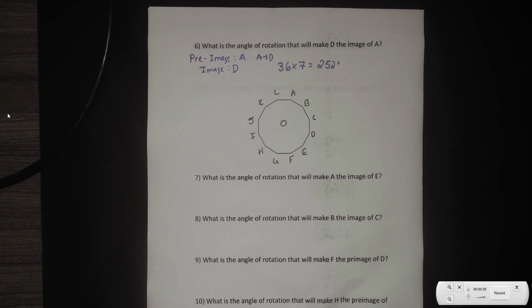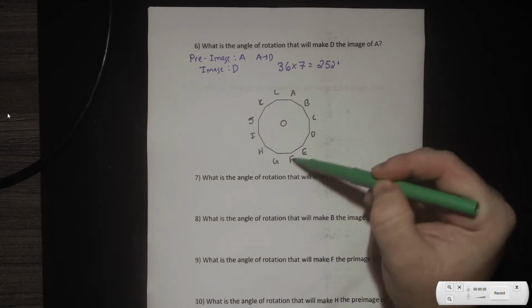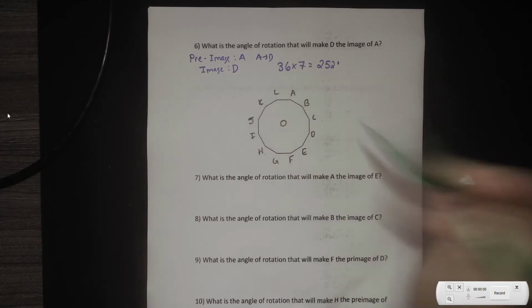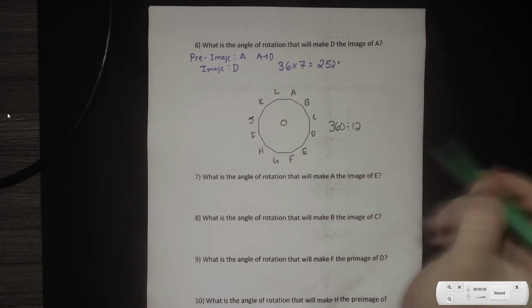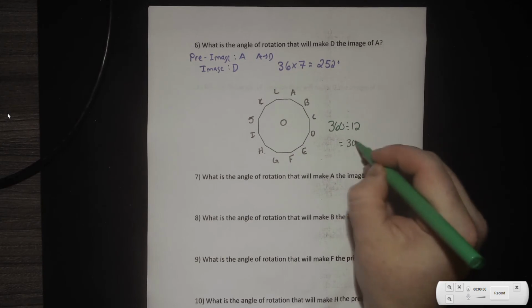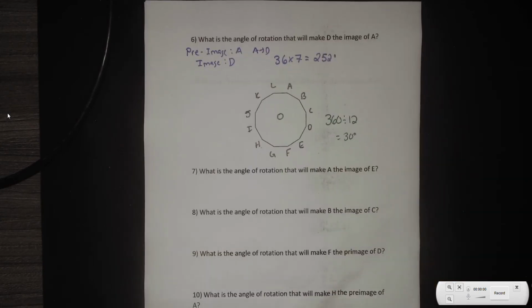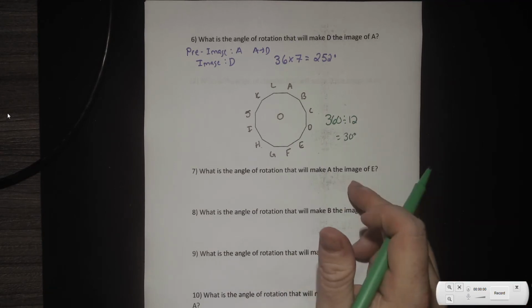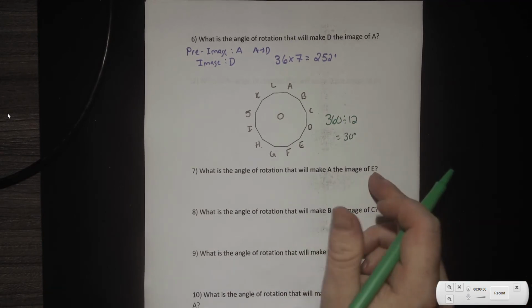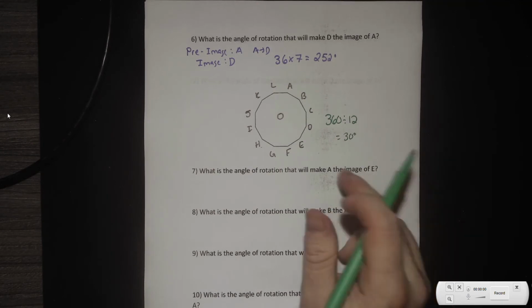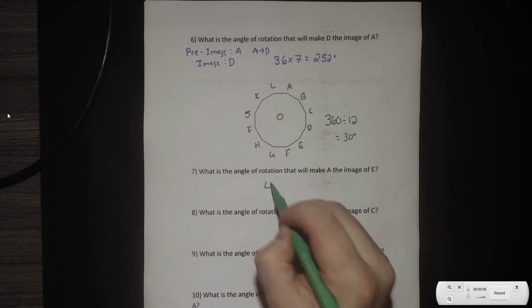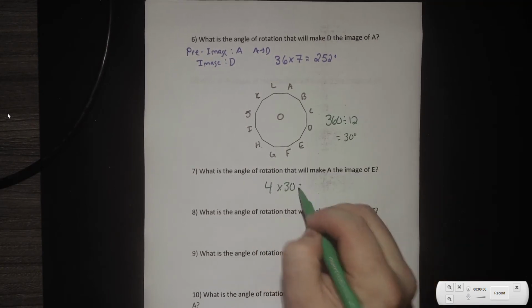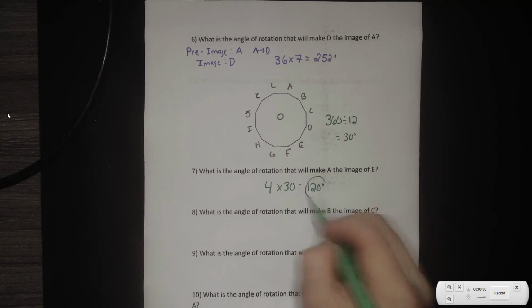Okay. So 1, 2, 3, 4, 5, 6, 7, 8, 9, 10, 11, 12. So we do the same thing here: 360 divided by 12. That's going to give me a whopping 30 degrees. Okay. What is the angle of rotation that makes A the image of E? A, once again, is the image. A is the image of E, so we're starting at E and going to A. So 1, 2, 3, 4. 4 times 30 gives me 120.